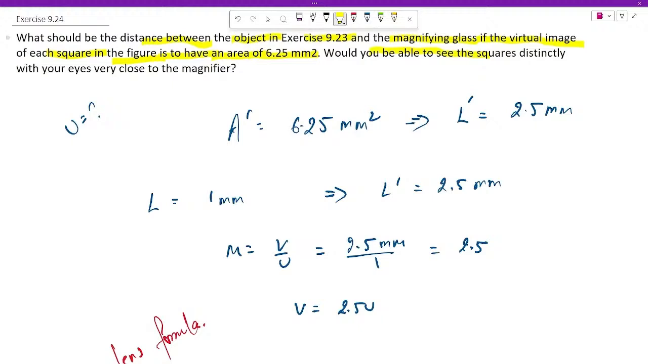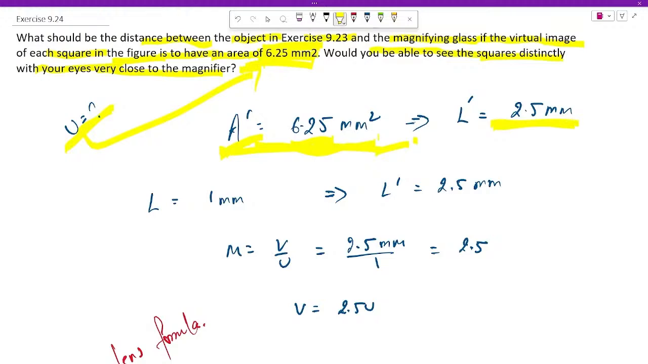Would you be able to see the squares distinctly with your eyes very close to the magnifier? So we have been given the desired area of a square, and we have to find out the object position for the desired surface area. So we can say that A dash is 6.25 millimeter square, where A dash represents the area of the image. So we can deduce from this the length of each square. So length would be the square root of this area, which will give us 2.5 millimeter.